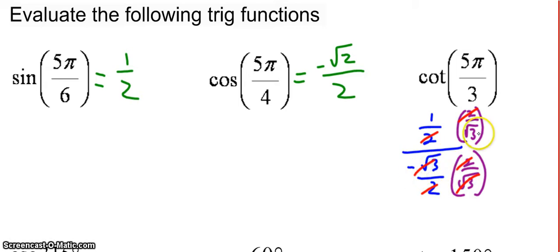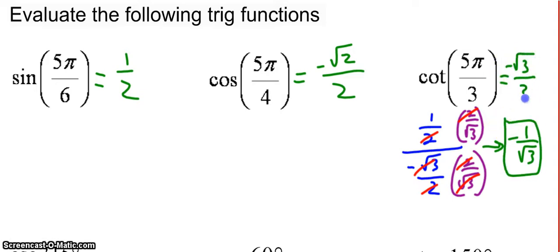The negative is still here, so I'm left with negative 1 over root 3. So we could write negative 1 over root 3, or if that's rationalized, negative root 3 over 3. Either of those would be correct.